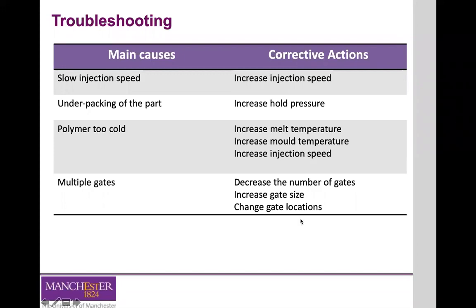Another possibility is just changing the locations of these gates. Again, this is not always possible, and sometimes you might not be able to change the location of the gates. So the most common corrective action is the decrease of the number of gates without compromising the filling of the mold, and increasing the size of the gate.